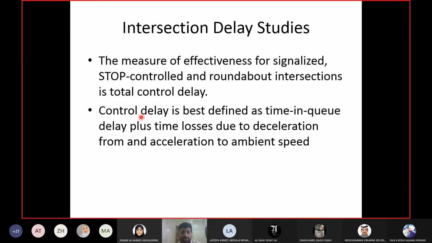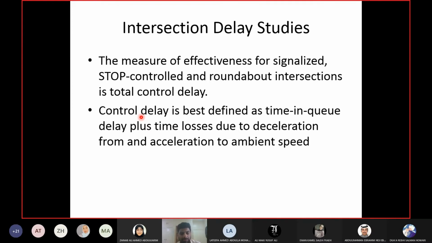That queue is because of the control device. The second part of control delay is the deceleration which you did before joining the queue. You are coming towards the intersection, you see the signal is red or there's a queue, or the signal is about to become red, so you decrease your speed. If there was no intersection, you may not have decelerated. So the time you are wasting in deceleration is also part of control delay, because it is also because of the control device.